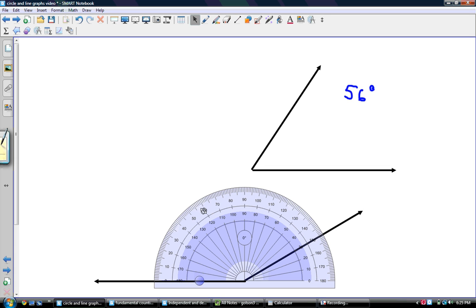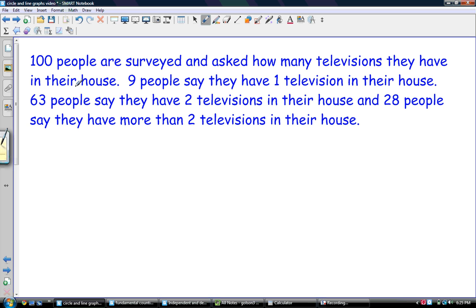Now this is obviously an obtuse angle, so I know it's got to be between 90 and 180. So my choices look like either 30 or 150. So since I know it's between 90 and 180, that's an easy choice. I know it's going to be the 150. So I know this angle is 150 degrees. So just a quick review there on using a protractor.